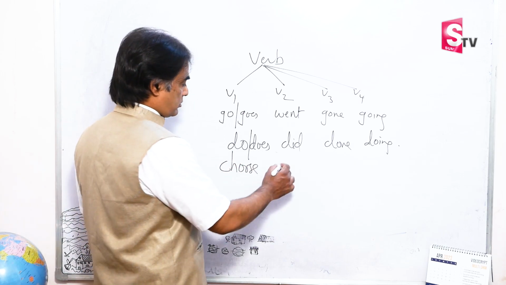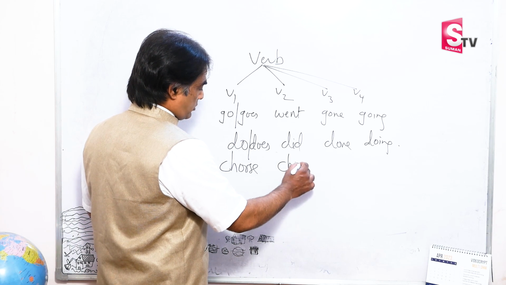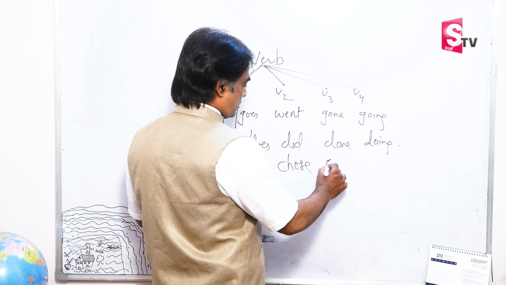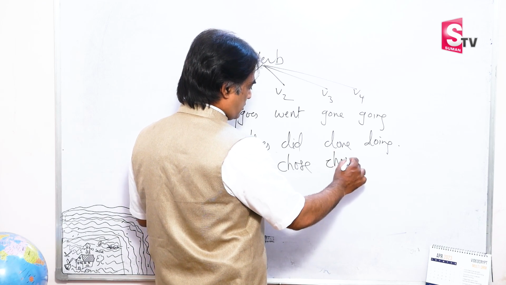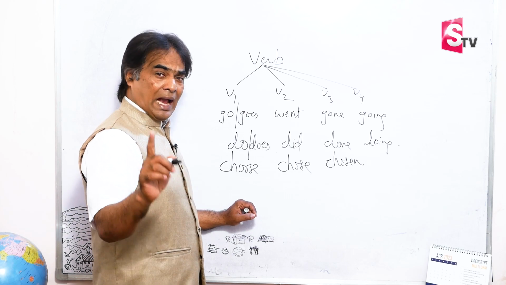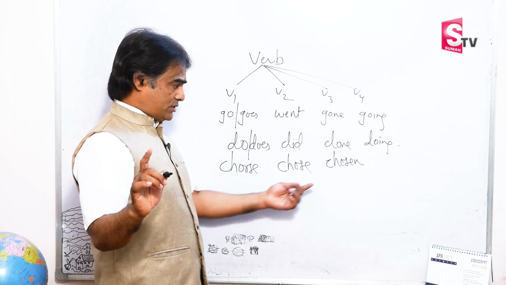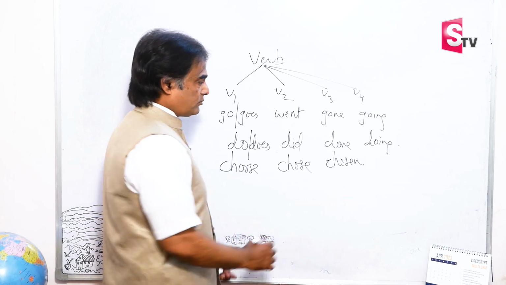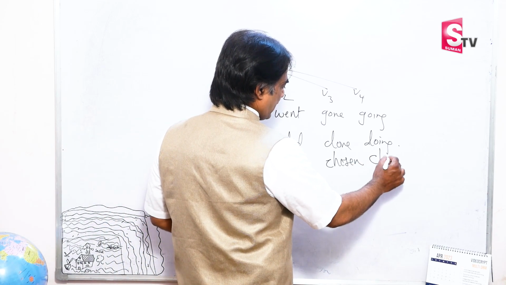Choose, chose, chosen, not chosen as is generally pronounced, because there is a single O here. It's chosen, not chosen. Choosing.